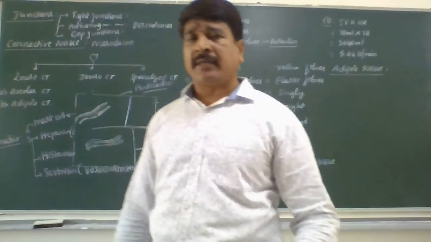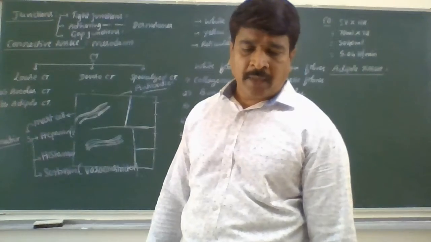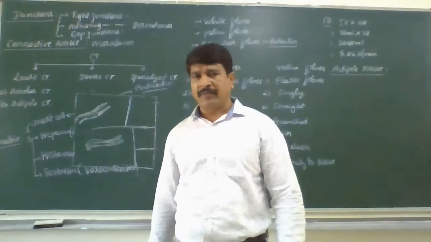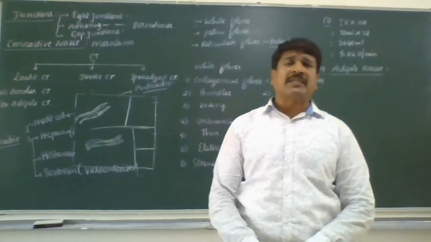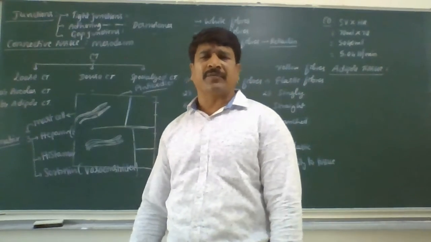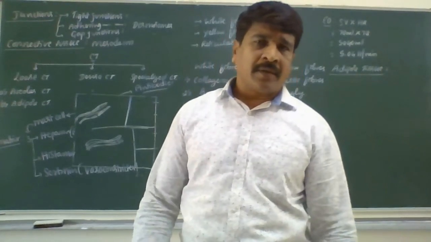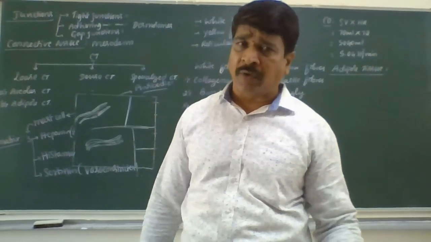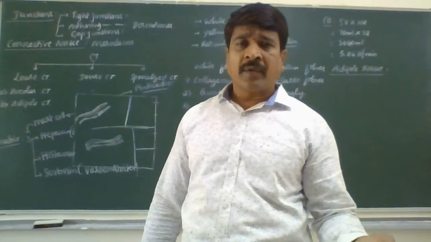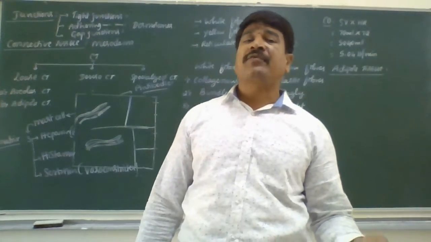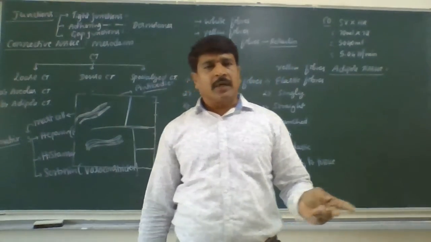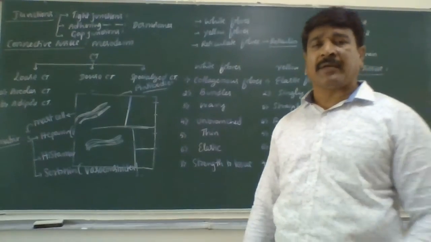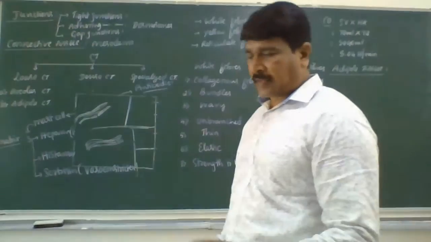Before going to the structure of the adipose tissue, let us come to the functions of adipose tissue. Number one, it is meant for the storage of reserve food material in the form of neutral fats. Number two, it prevents the loss of heat from the body. That means it helps to maintain constant body temperature.